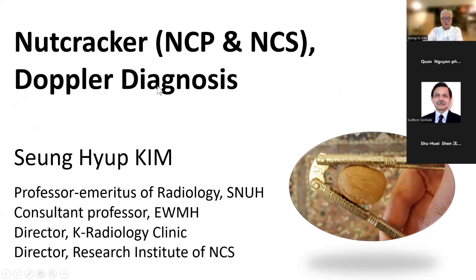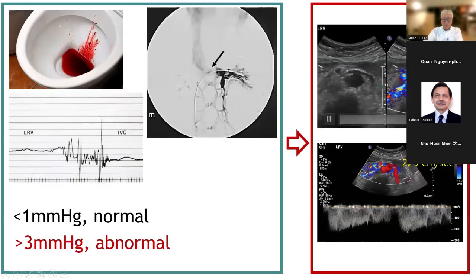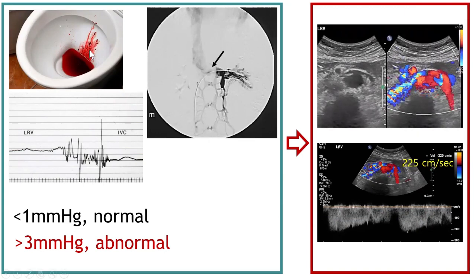And today, I'll briefly talk about the Doppler diagnosis, why we can use Doppler in the detection of Nutcracker phenomenon and diagnosis of Nutcracker syndrome. This is a condition we traditionally diagnosed with invasive venous catheterization and pressure measurement. And when this pressure gradient is less than 1 millimeter mercury, we consider it normal.